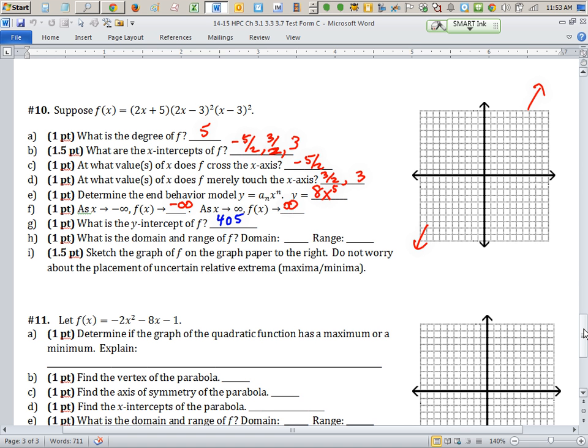What is the domain and range? It's a polynomial. Domain is all real numbers. It's also got this one arrow down, one arrow up look, so it should have range all real numbers.